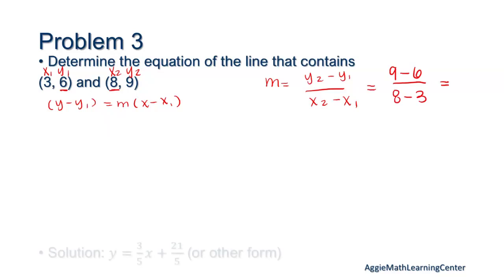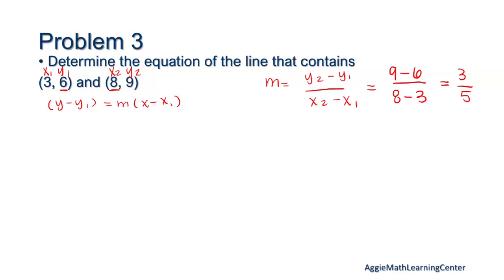Okay, so I get 3 over 5, 3/5. Okay, so now I have my m. And then for my y1 and x1, if you plugged in the other point, the x2, y2, it would still give you the same answer. But we're going to just plug in the x1, y1 since we already decided that one. But you can plug in any point that you know is going to be on the line.